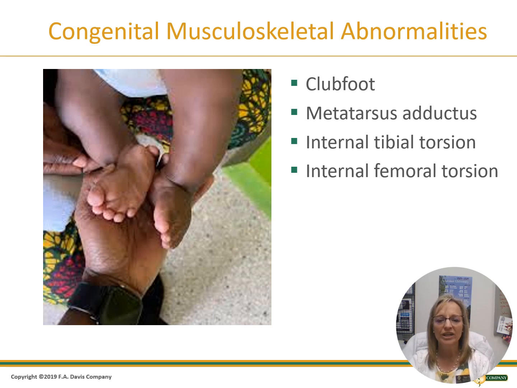And I'm going to let you read in the book on internal femoral torsion because I need to stop the recording here. I will pick back up on the next slide in just a little bit.